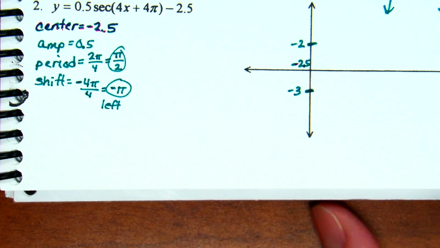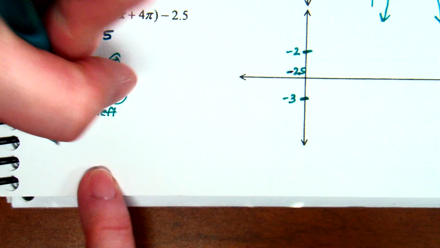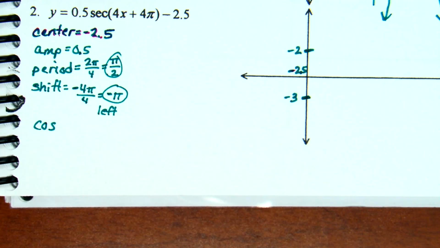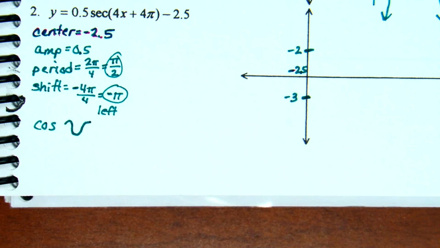And what kind of curve is this? Because it is secant, this is a cosine curve. It's not reflected. So a cosine curve does what? Starts high, goes low to a valley, comes back up high. Okay. Our period is only pi over 2 long.